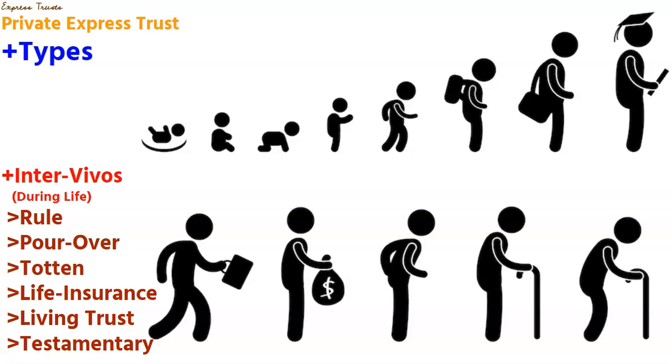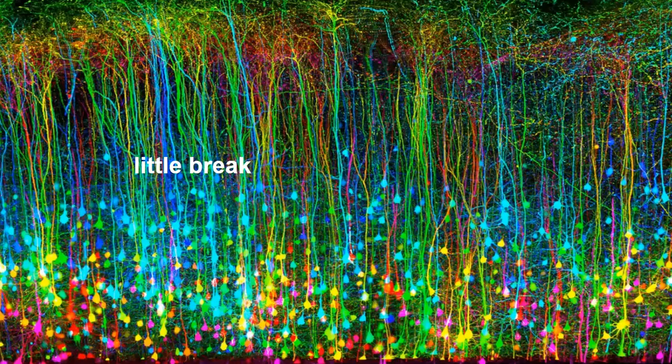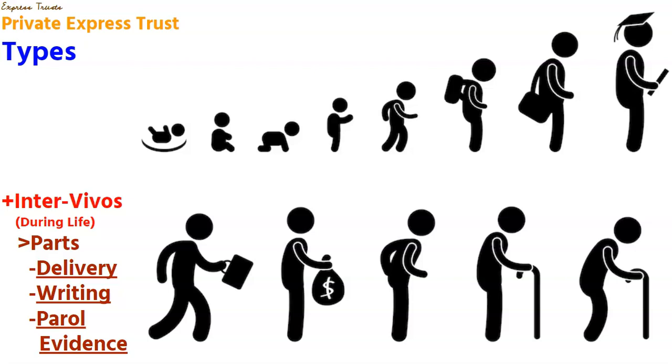All right, now we're talking about private express trust types. We have inter vivos, the rule, pour over, Totten, life insurance, living trust, and testamentary trust. Inter vivos, during life. The parts are delivery, writing, and oral evidence.